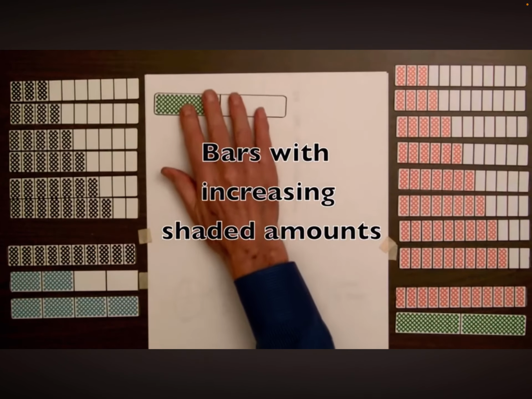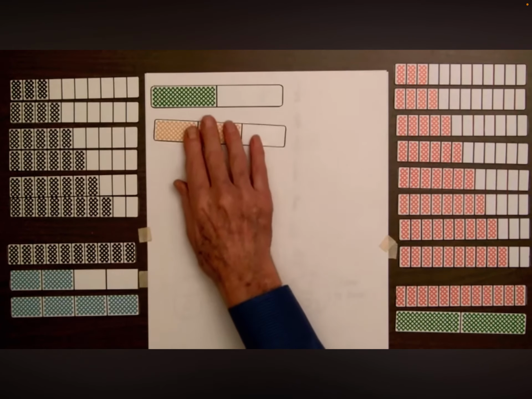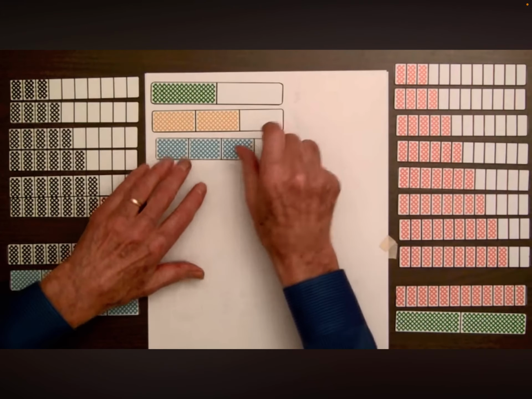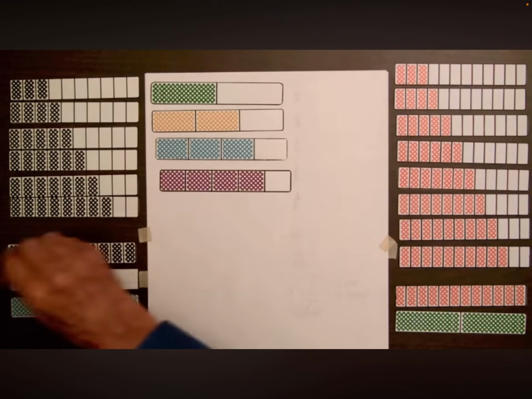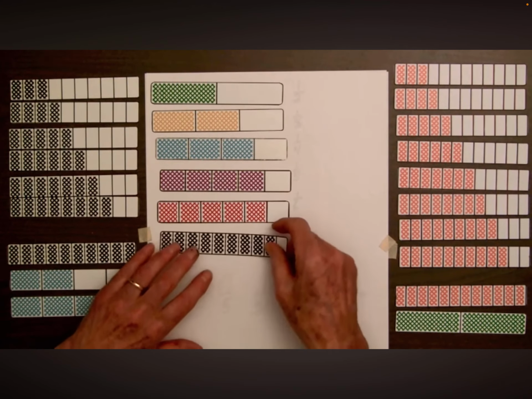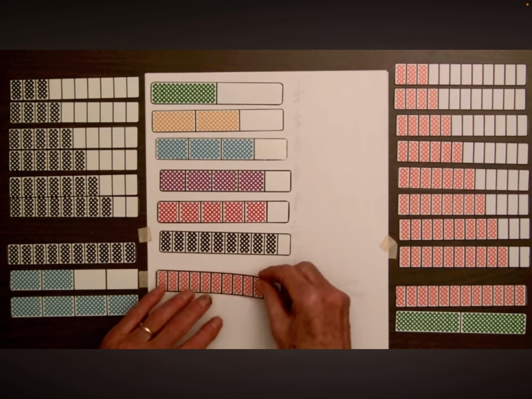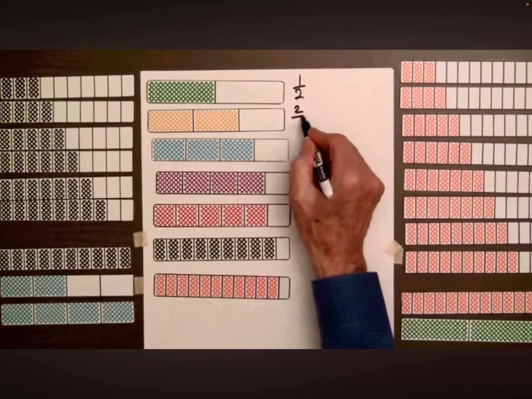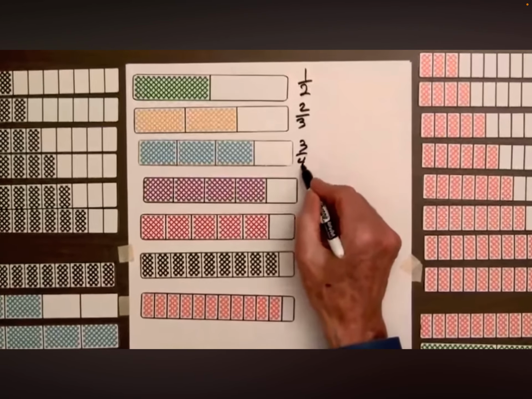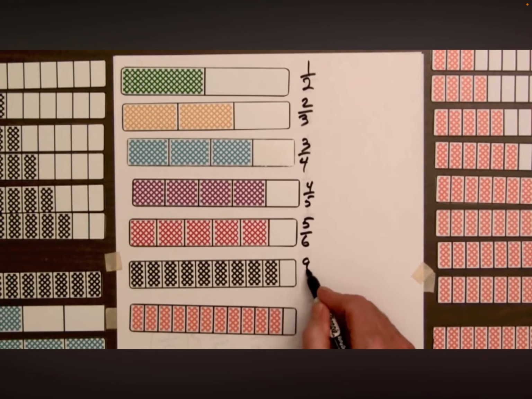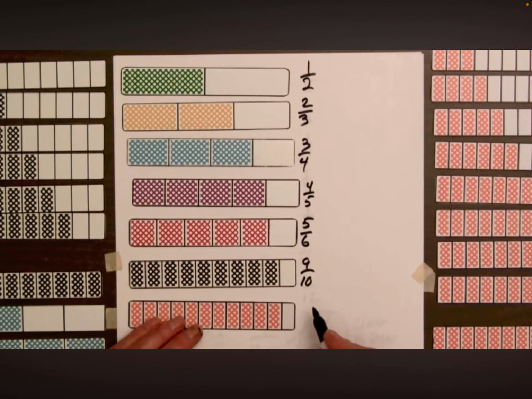And we'll start with 1/2, 2/3, 3/4, 4/5, 5/6, 9/10, and 11/12. So let's just put their fractions down here. 1/2, 2/3, 3/4, 4/5, 5/6, 9/10, and finally here 11/12.